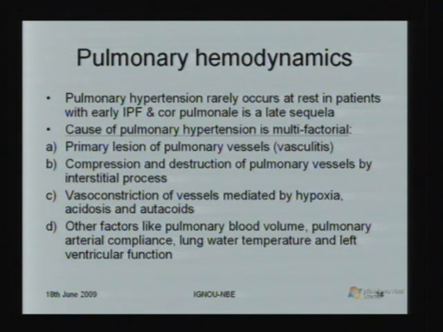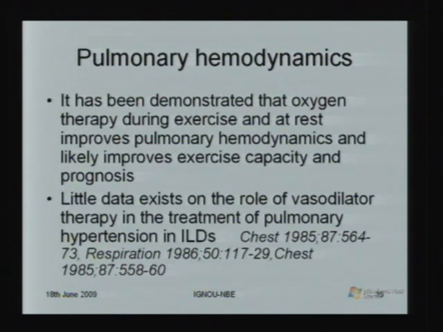What happens to pulmonary hemodynamics? Pulmonary hypertension rarely occurs at rest in patients with early IPF, and cor pulmonale is a late sequel. The various causes of pulmonary hypertension in IPF include primary lesion of the pulmonary vessels, compression and destruction of the pulmonary vessels by interstitial processes, vasoconstriction of vessels mediated by hypoxia, acidosis, and autocoids. Various other factors like pulmonary blood volume and pulmonary arterial compliance also may be responsible.